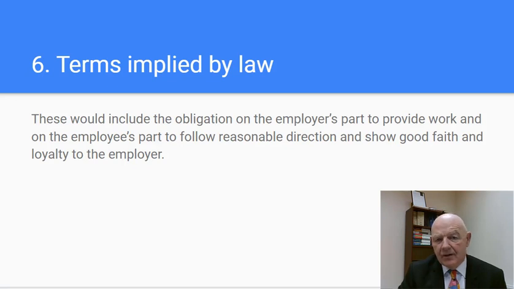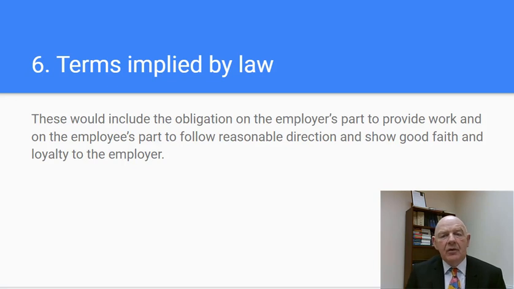6, terms implied by law. These will include the obligation on the employer's part to provide work, and on the employee's part to follow reasonable direction and show good faith and loyalty to the employer. These are implied terms. So good faith and loyalty, follow reasonable direction.